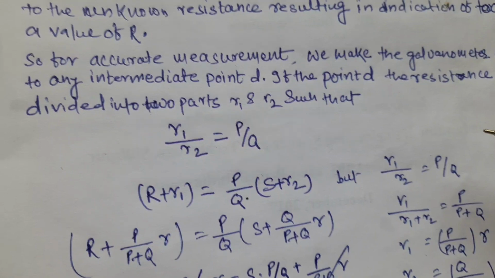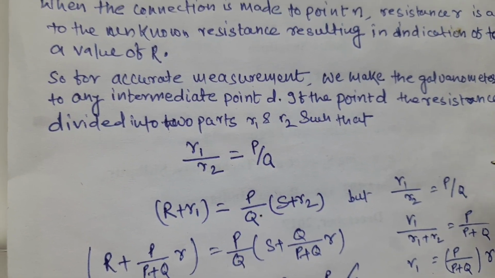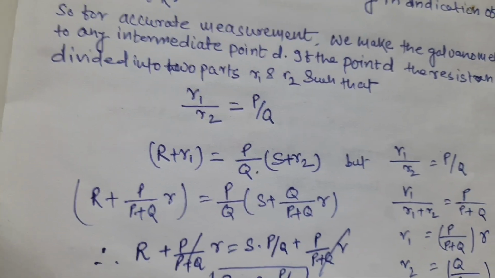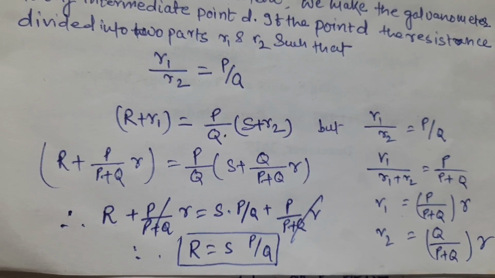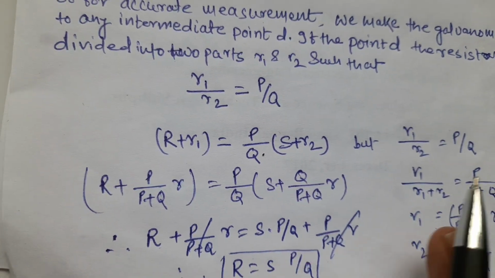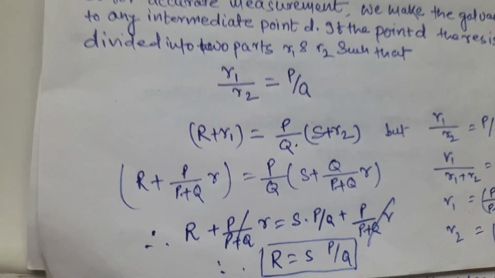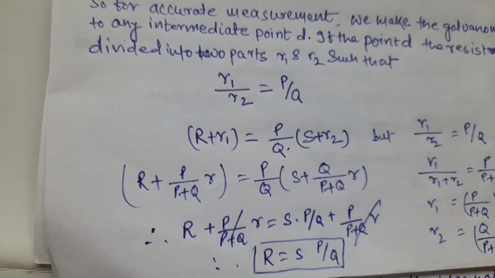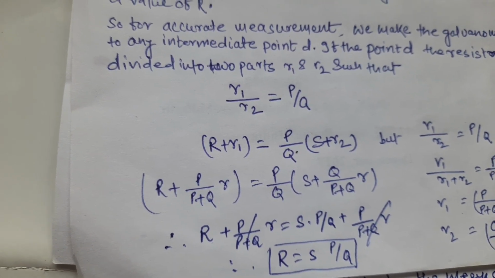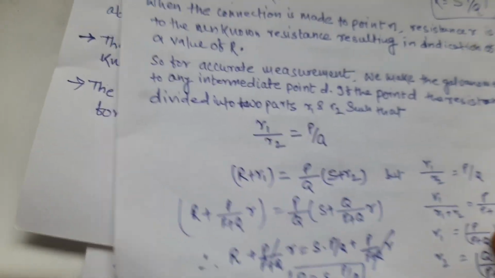You have to divide the wire resistance r into two parts, r1 and r2, such that r1 by r2 is equal to P by Q. Then r1 is equal to r into P by P plus Q. If you solve this equation, you get R equal to S into P by Q. That means for the measurement of unknown resistance, we can exclude the effect of the connecting wire resistance.